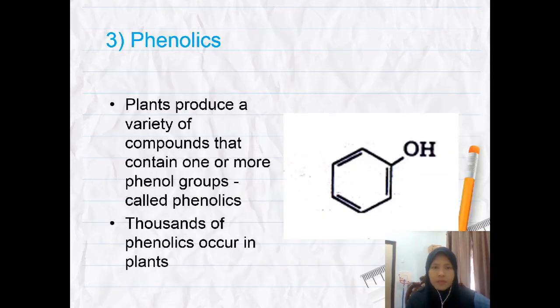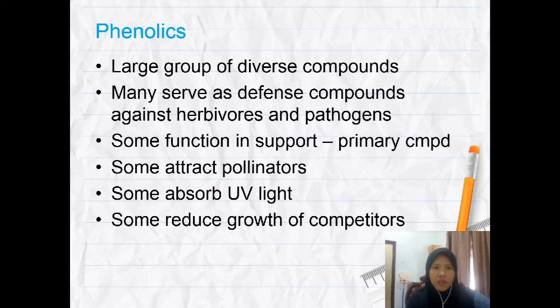Okay, so the third one is the phenolics. So phenolics has many groups under it. Okay, the phenols group or phenolic. So its structure is a ring with an OH, a hydroxyl, there. Okay, so phenolics is a large group of diverse compounds.